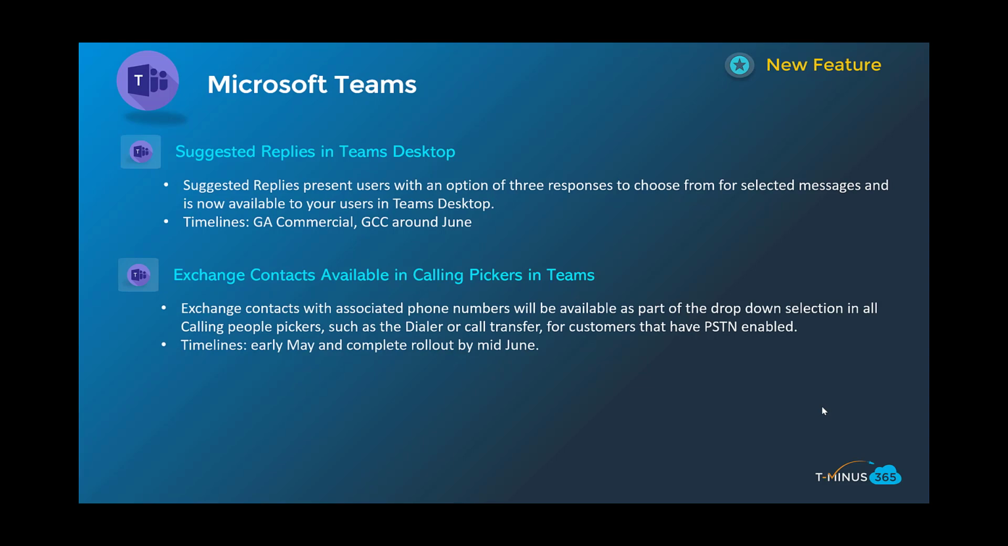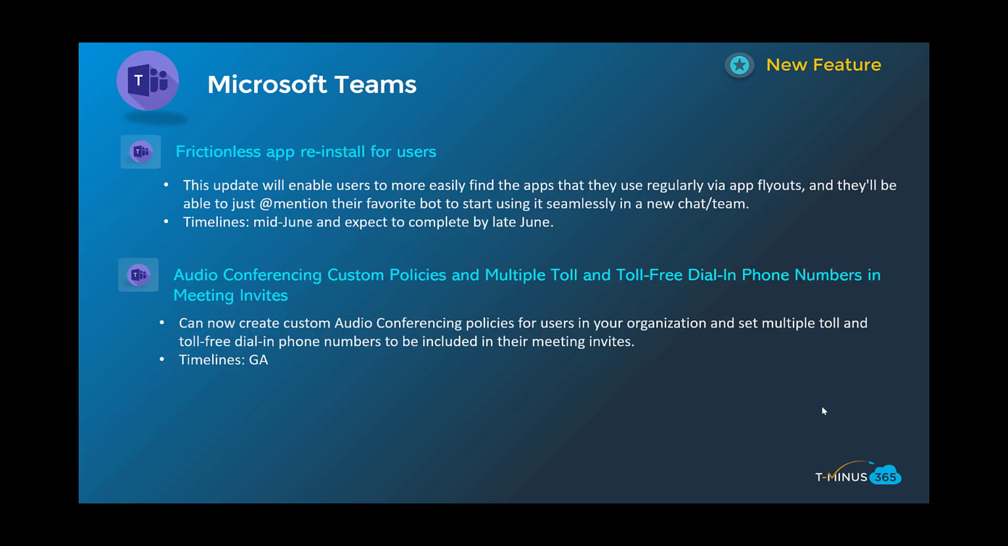The other one is related to Exchange contacts available for the call pickers in Teams. So this is just an integration between Exchange contacts where you can select those users to dial out or transfer calls to if you're leveraging that as your phone line within the organization. So this will happen in early May, be complete by mid-June.